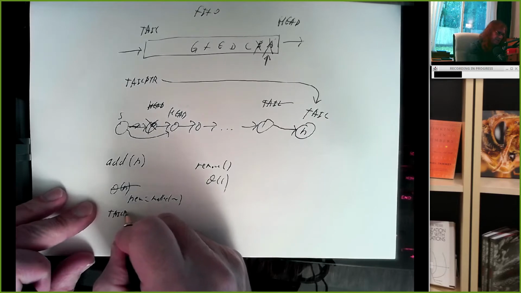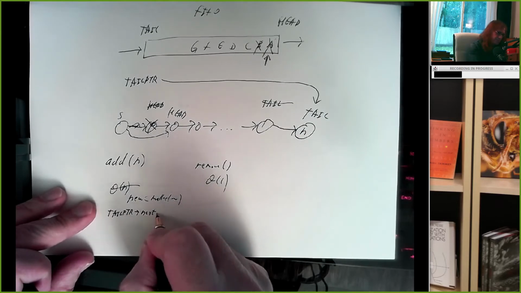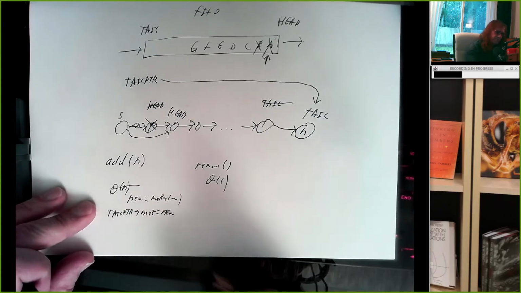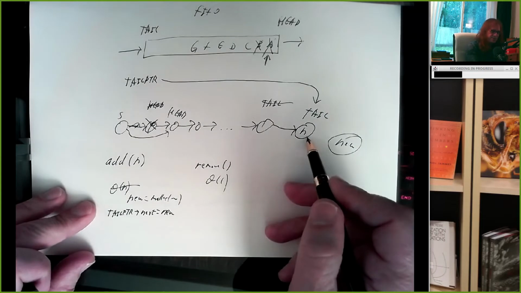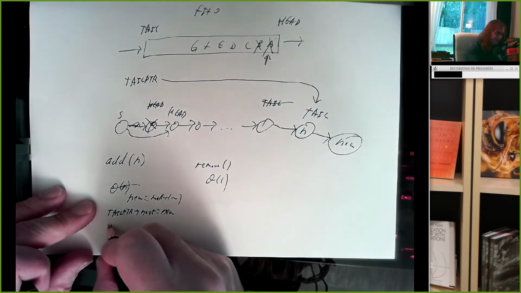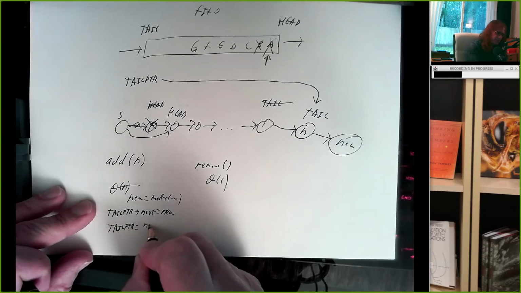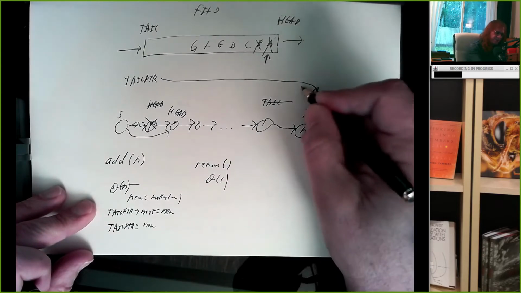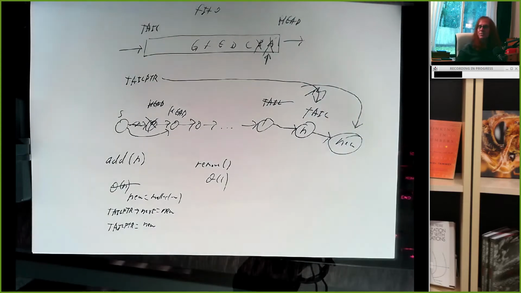And then tail pointer next equals new. So, here's our new node. Tail pointer points to this node, so we set its next field to point to new. And then we change tail pointer to be new, so that this now points to that node we just inserted. Now we're all set for the next time we want to do an insert at the tail.